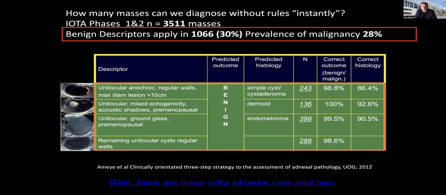What about test performance? Well, here we have IOTA phases 1 and 2, so 3,500 masses. Benign descriptors applied or could be applied in 30%. This is quite a high-risk group of patients where the prevalence of malignancy is 28%. But if you just look at how well they perform, the correct outcome is almost 100% of the time: you're going to get it right that this mass is benign. And you're going to get the histology right most of the time as well. There's now a lot of data showing that benign descriptors work extremely well, and you can be very confident using them.